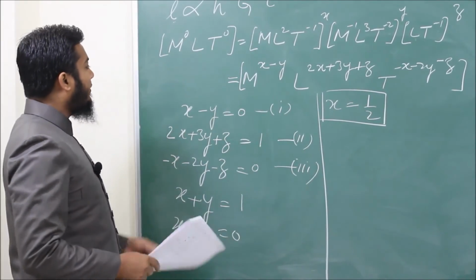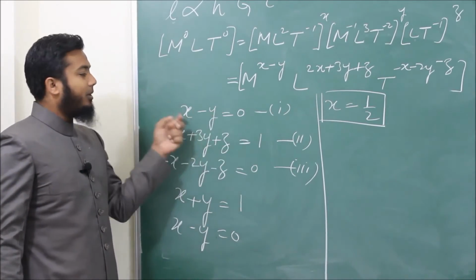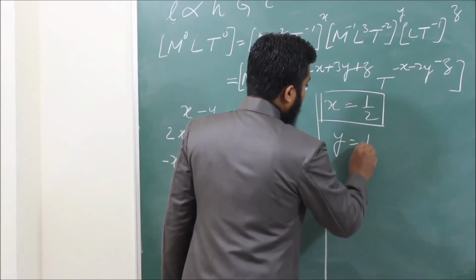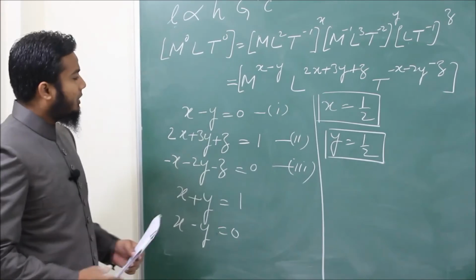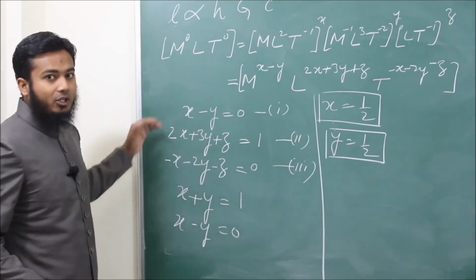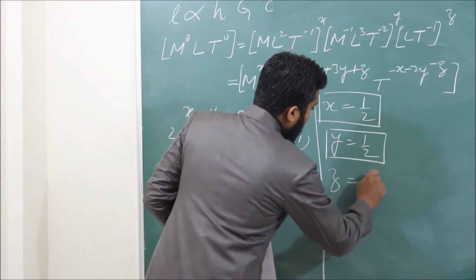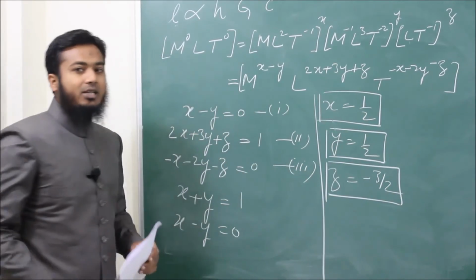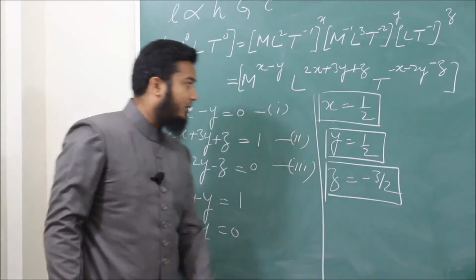Then put the value of x here. You can see from this equation x will be equal to y, so y is also half. y is plus half. And then put these values in either of these two equations and you will get the value of z, which comes out to be minus 3 by 2. z is minus 3 by 2. x is plus half, y is plus half, and z is minus 3 by 2.